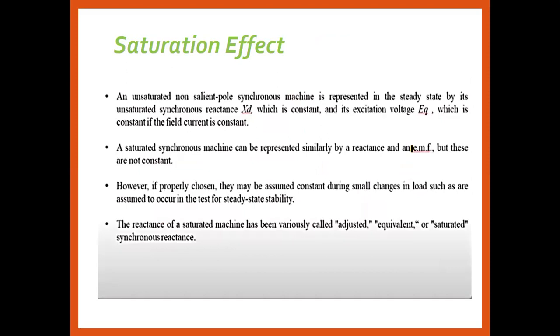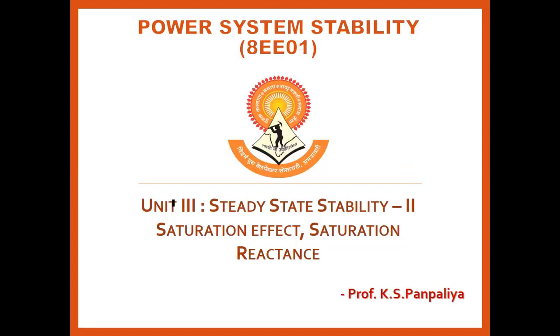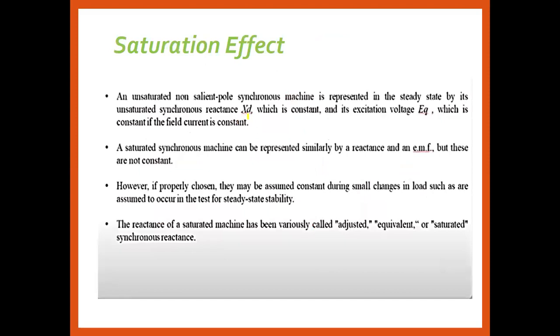As we all know, the unsaturated non-salient pole synchronous machine is generally represented in the steady state by its unsaturated reactance. What does unsaturated reactance mean? It is nothing but XT, which is generally constant, and its excitation voltage is EQ, which is constant if the field current is constant.